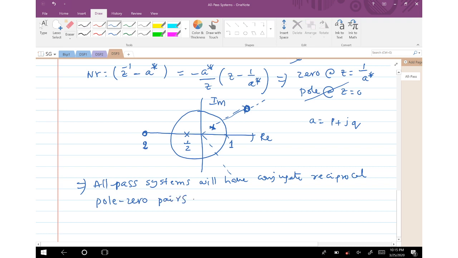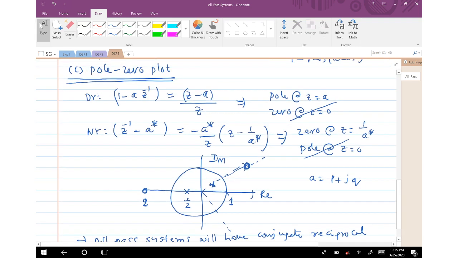Okay, and a few more points here. Any multiplication of this h of z with z power minus n naught, you could notice that z power minus n naught multiplication is nothing but delaying your signal, so that still will have a constant magnitude but would have an impact on the phase only. So anyway, that would still remain as an AllPass system.